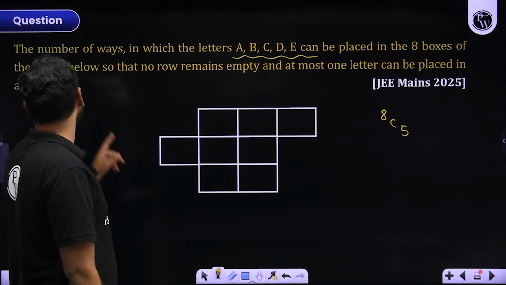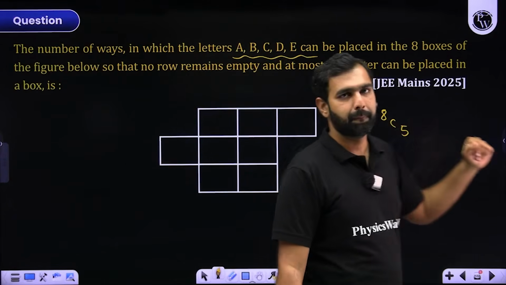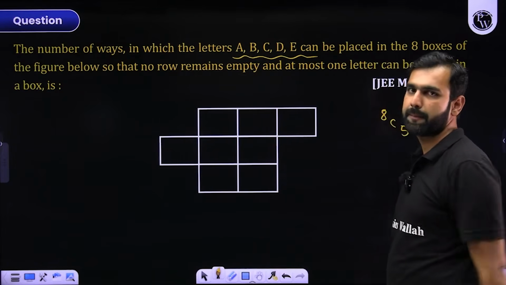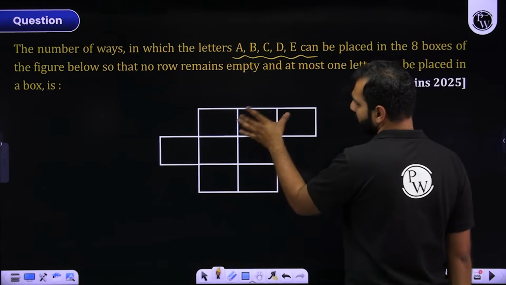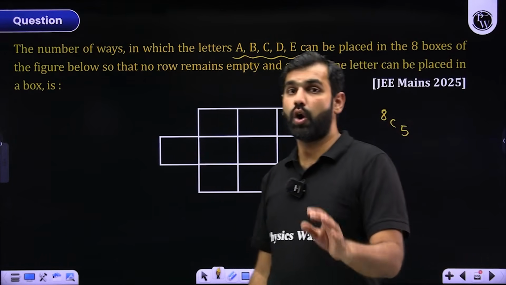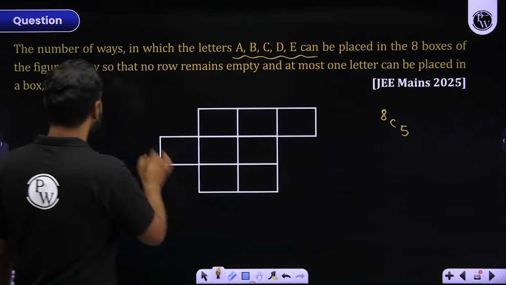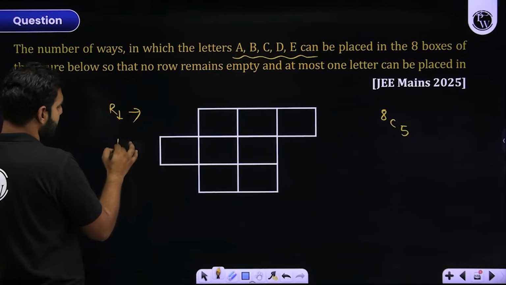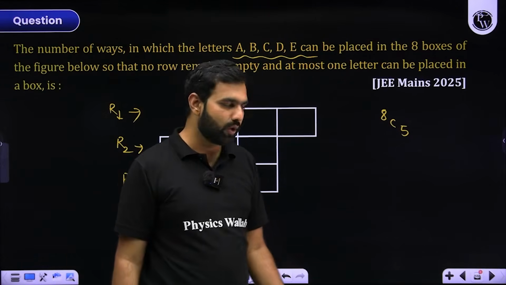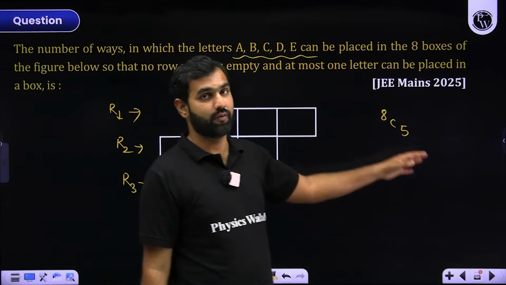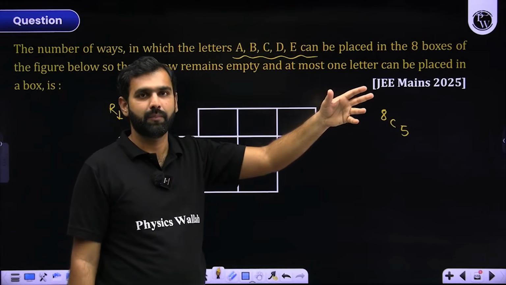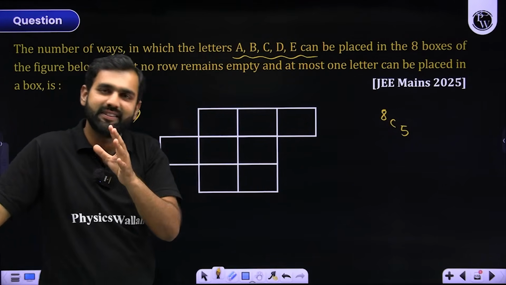Now what do we want? We want that no row remains empty. Now please understand, if I fill 3 here, then 2 can be filled here, and this will remain empty. If I fill 3 here and 2 here, this row will remain empty. So out of these total cases, can I exclude the cases when row 1 goes empty, the second case when row 2 goes empty, the third case when row 3 goes empty? If I exclude these 3 cases out of the total, will I not be left with the cases when no row is remaining empty? Because 2 rows remaining empty is not possible at all.